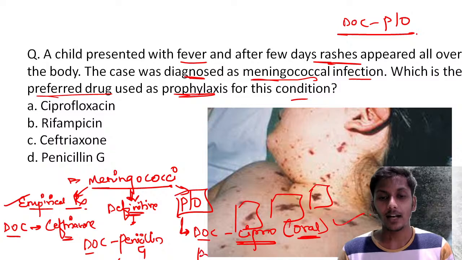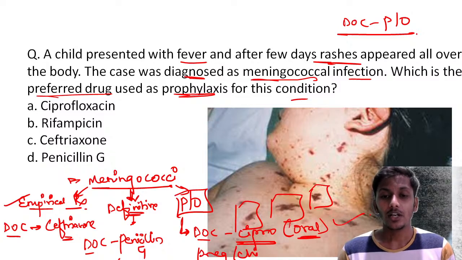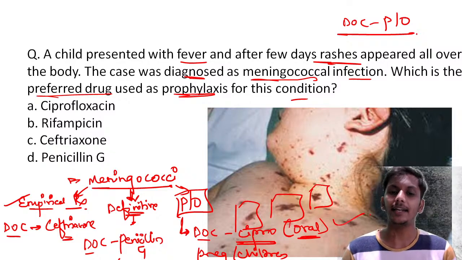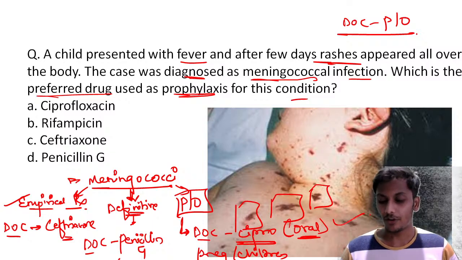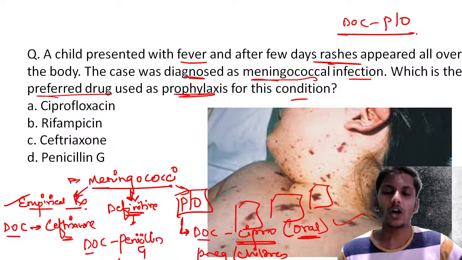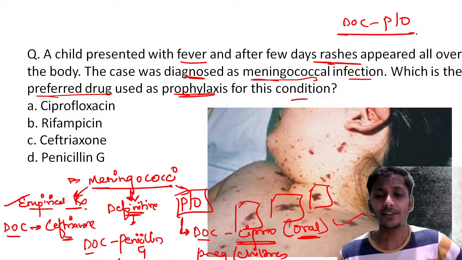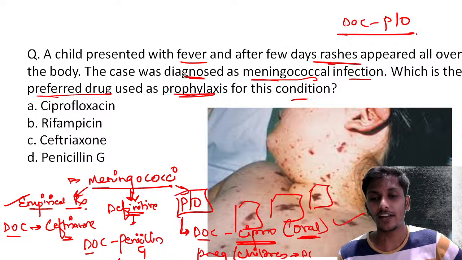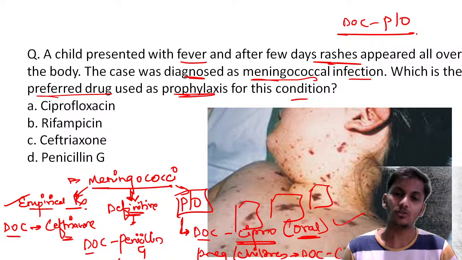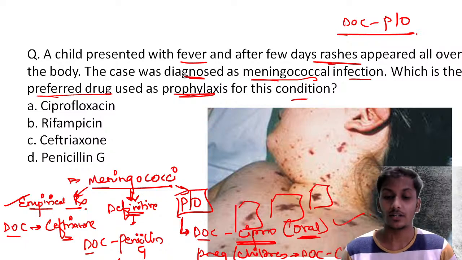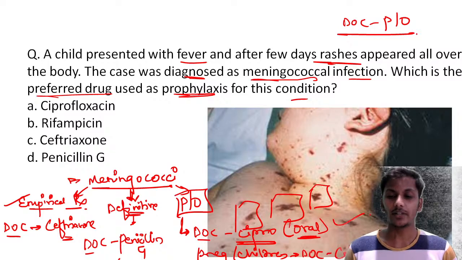But if they ask about pregnancy or children, as we all know, ciprofloxacin or fluoroquinolones are usually contraindicated in pregnancy or children because they cause some cartilage or bone damage. Therefore, we cannot use ciprofloxacin now. So, in pregnant women or children, what is the drug of choice in meningococcal infection prophylaxis? It is your 3rd generation cephalosporin, that is your ceftriaxone. Ceftriaxone would be preferred in pregnancy and in children because it is a safer drug.